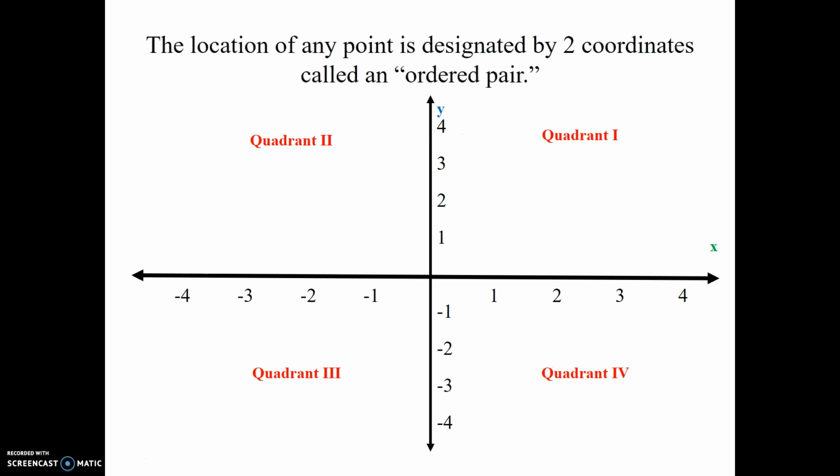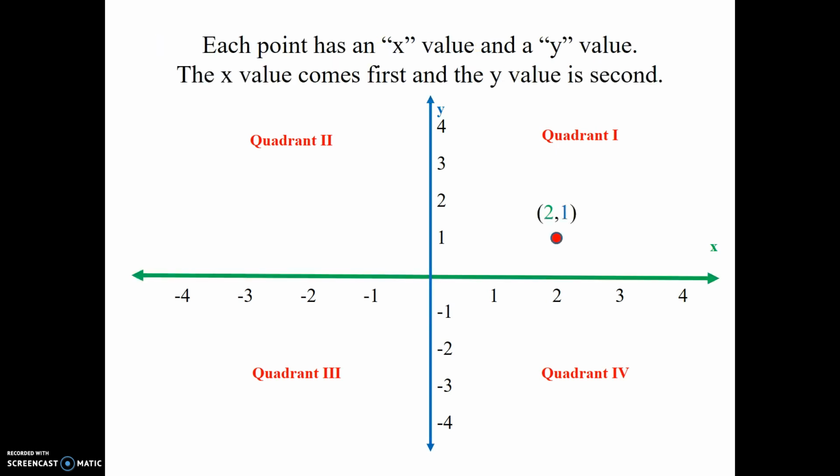So the location of any point is designated by two coordinates, which is called an ordered pair. And it's an ordered pair because the order that we put these numbers in the pair matters, okay? We always write our ordered pairs, so this would be (2, 1). We always write it with parentheses. You must have parentheses around your coordinates.